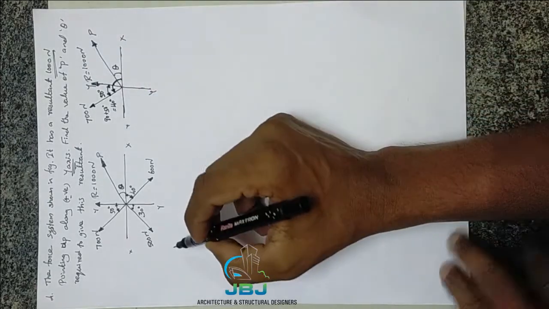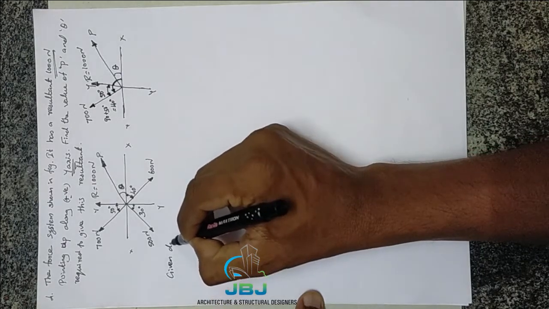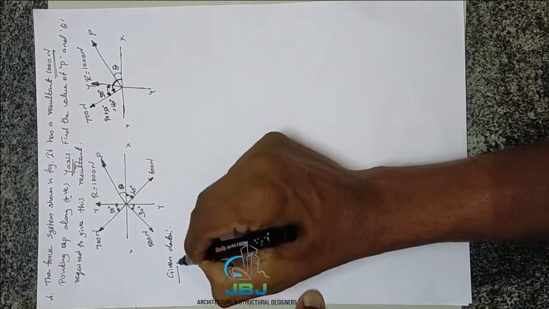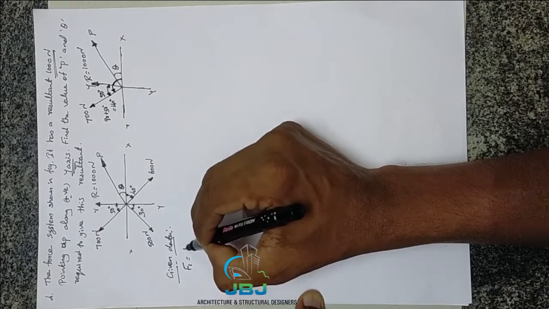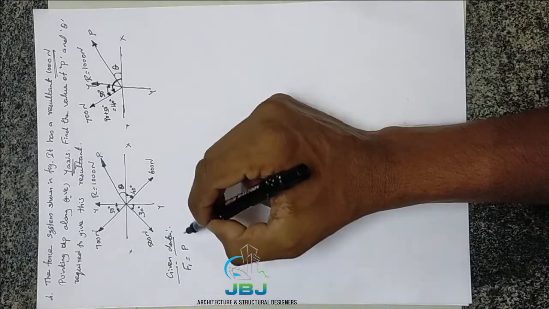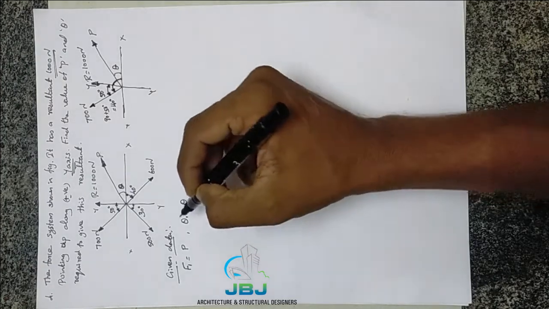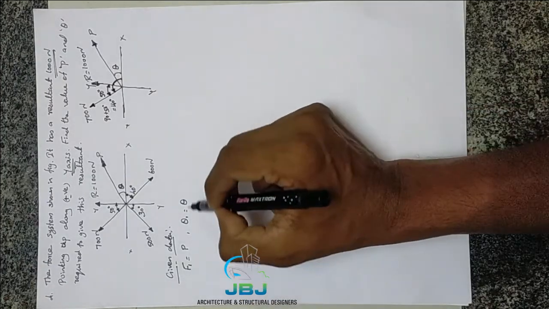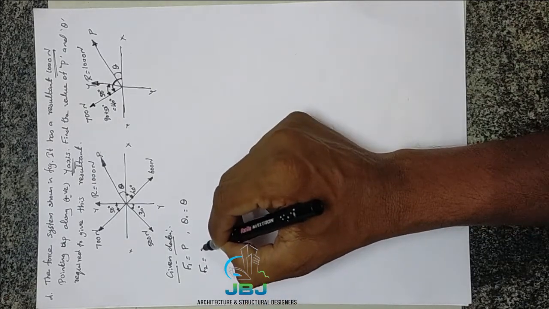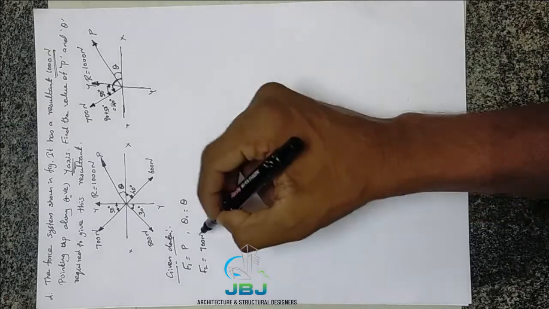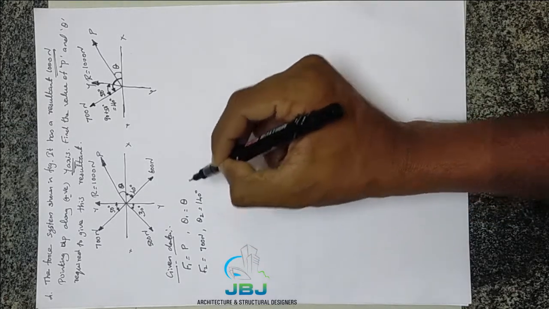So you can also write it like this, the given data. In the problem, F1 equal to P. We don't know the value of P, right? Then theta 1 equal to theta, which we also don't know. So we put P as well as theta. Okay, what's the value of F2? F2 equal to 700 Newton and theta 2 equal to 140 degrees.